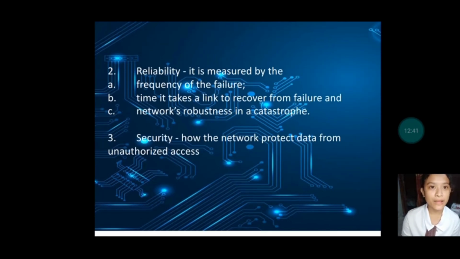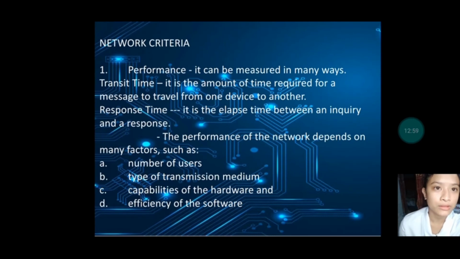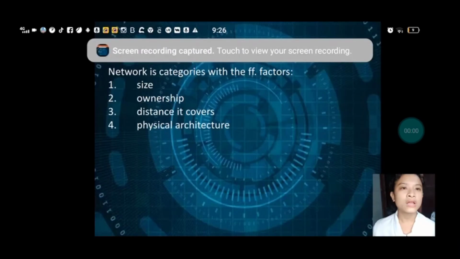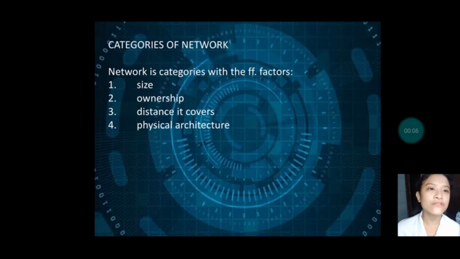Number 2, reliability. It is measured by the frequency of failure, the time it takes a link to recover from failure, and the network's robustness in a catastrophe. Number 3, security: how the network protects data from unauthorized access. Types of networks are categorized by the following factors: size, ownership, distance it covers, and physical architecture.